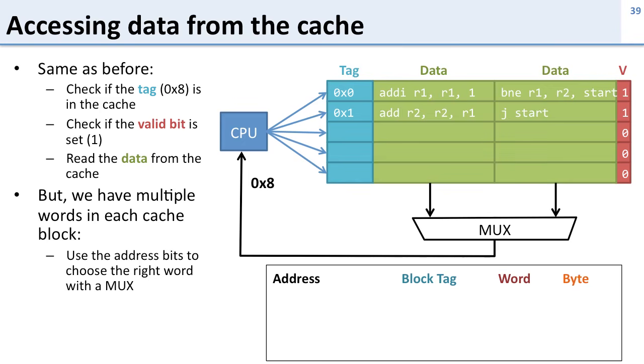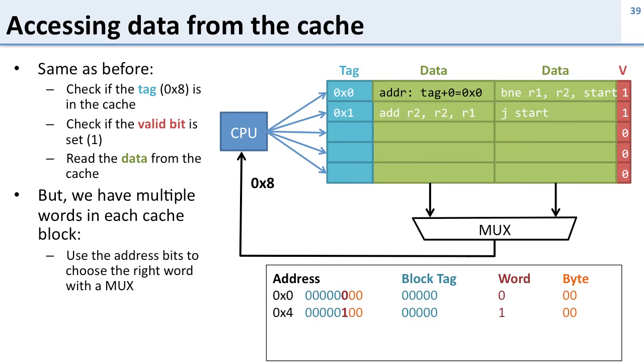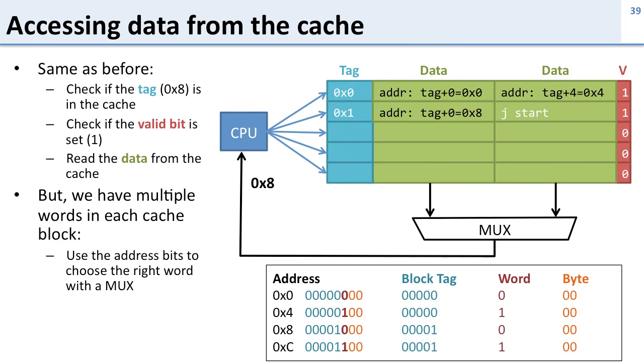So let's take a look at some addresses, and look at what tag they have for the block, which word in the cache, and which byte. Address 0 is going to go into block tag 0, and that's word 0. So that's over here, address 0. Address 4 is going to be in the same block as address 0, but in the other word, so we set the mux to choose the other data. Address 8 now has block tag 1, so it goes in the second block in the cache, in the first word, and address C has the same block tag 1, but the other word.